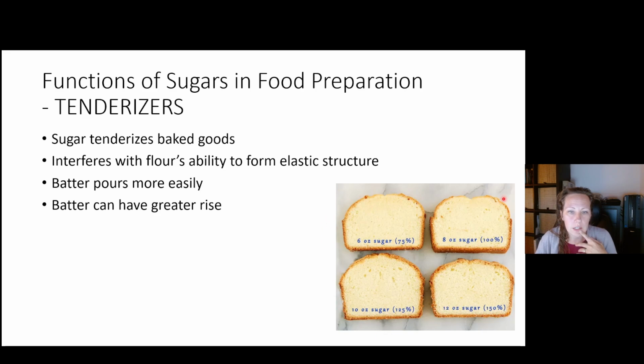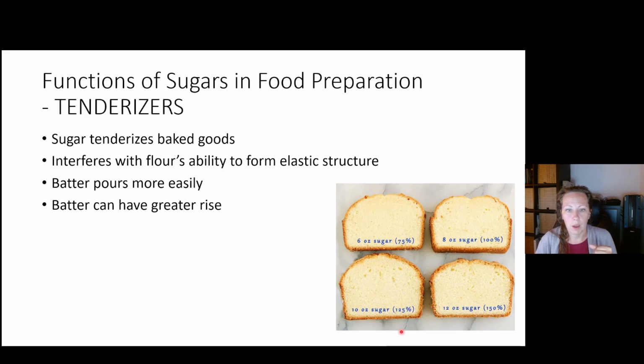So you can see this here in this little experiment that I found that somebody did online. They have this pound cake recipe and they tried using 75% of the sugar in the recipe, 100%, 125%, 150%. So just increasing the sugar only in the recipe. And so you can see that the 125% sugar formula had the best rise. And they said it actually was the best tasting too, and it was the most tender, most moist cake of the four.